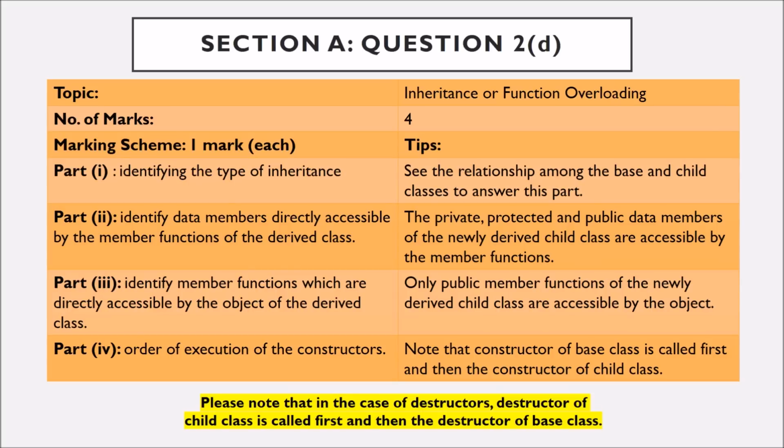Part 4 is based on the order of execution of the constructors. Please note that constructor of base class is always called first and then the constructor of the child class. In the case of destructors, destructor of a child class is always called first and then the destructor of the base class.